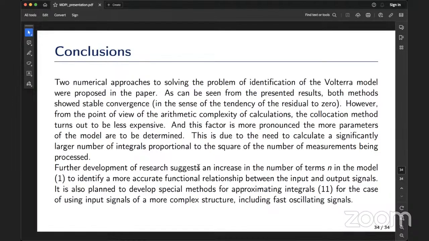Of course, in real applications, when they need to solve this optimization problem of very large dimension, it is a very heavy, computationally intensive problem, and it's also very important to make it as simple as possible. So we believe that the collocation method is a good alternative to the traditional least square method and can be used for practical applications, which is the future work.